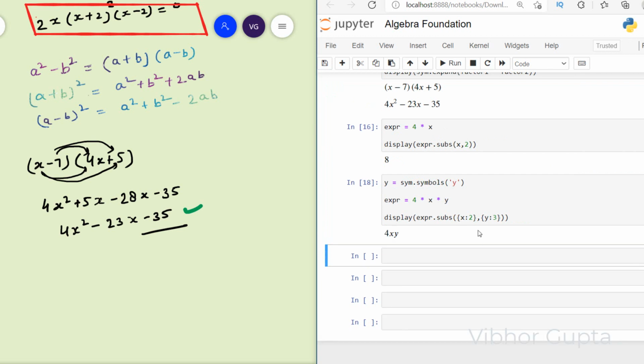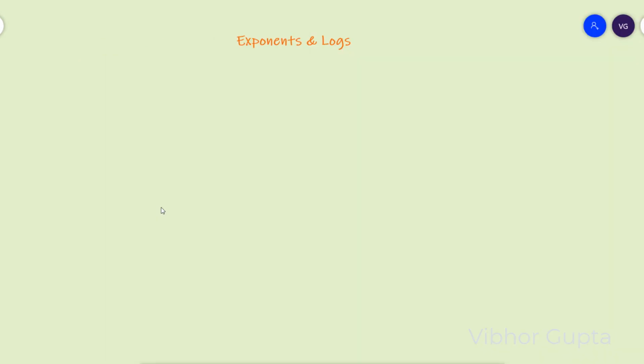We did not get the expected output, right? Because we need to correct this writing here. So I'll remove this curly brace from here and from here, and now let's run it again. And this time we got the expected output, right? So 4 multiplied by 2 multiplied by 3 would be 24. Okay, now let's see what are exponents and logs.